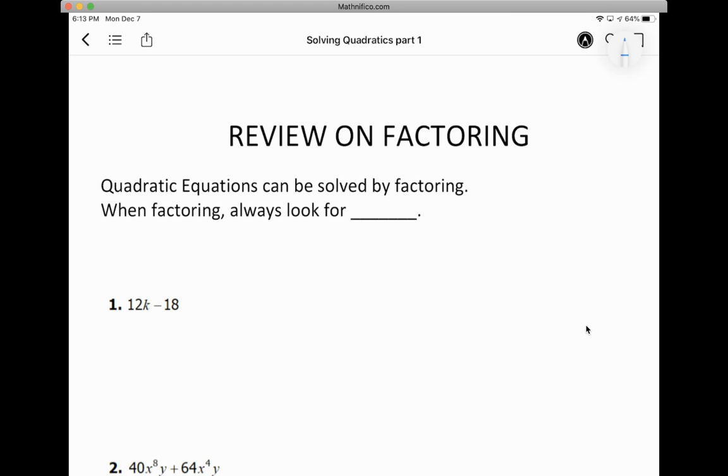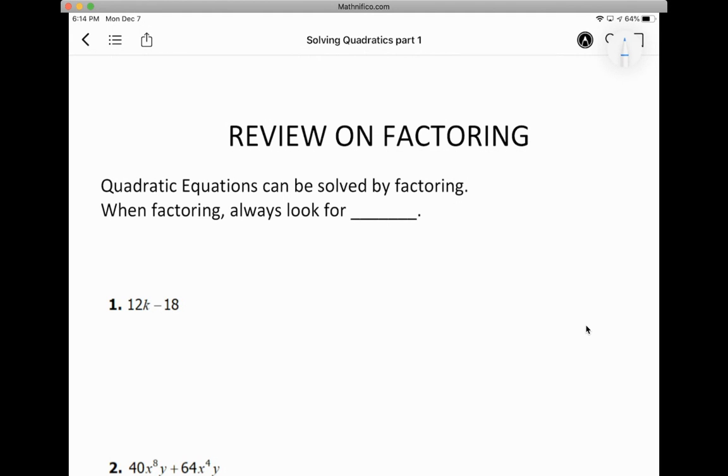Hi everyone. Today we'll have a review on factoring, which is part of the Solving Quadratics video tutorial series. And this is the first part. Quadratic equations can be solved by factoring. Of course, most of you have already heard about factoring, already done factoring. So this is just a review.